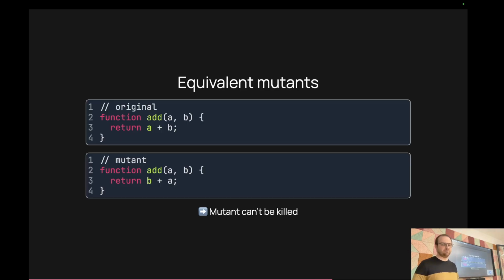So one of them is the equivalent mutant problem. Again, I have a super simple example here. Here it's maybe very obvious. But if you take a look at the original code, it's a stupid function that adds a plus b. And you take a look at a generated mutant. The only thing it basically changed, it returned b plus a. The behavior of the function wouldn't have changed at all, right? It's completely identical by math laws.